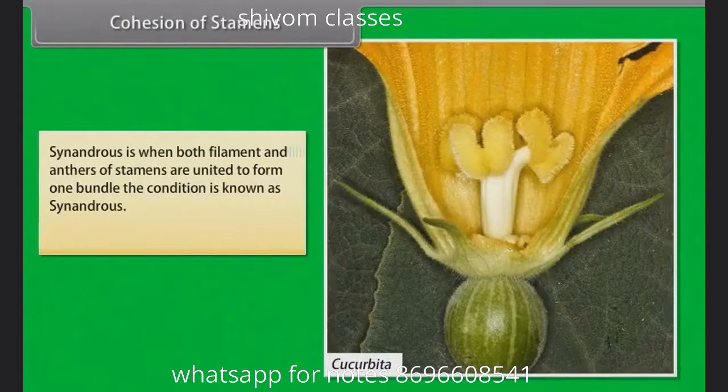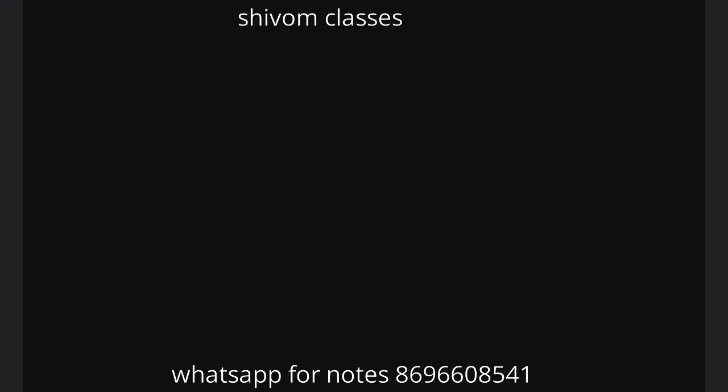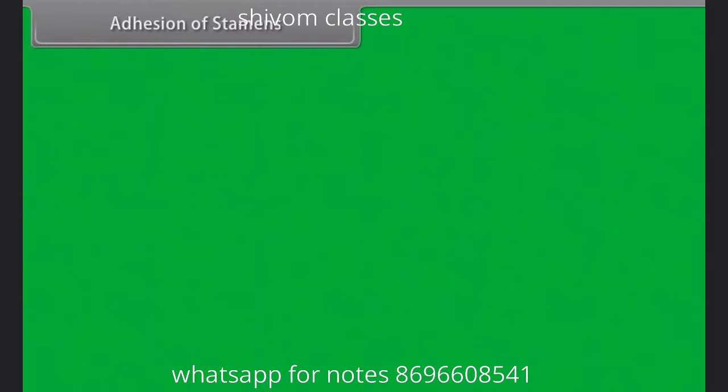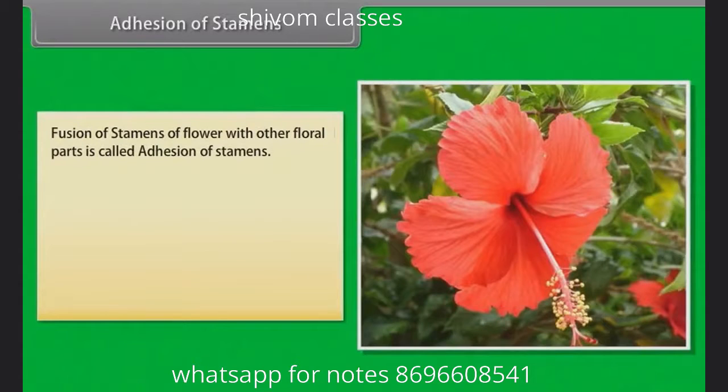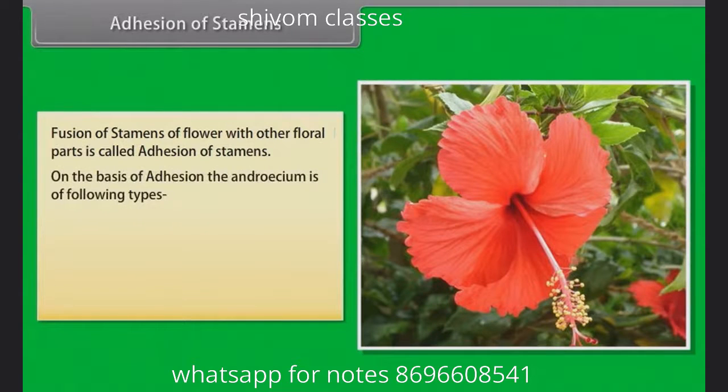Synandrous is when both the filaments and anthers of stamens are united to form one bundle. The condition is known as synandrous. Example: Cucurbita. Adhesion of stamens. Fusion of stamens of a flower with other floral parts is called adhesion of stamens. On the basis of adhesion, the androecium is of the following types: epipetalous, episepalous, epiphyllous, and gynandrous.